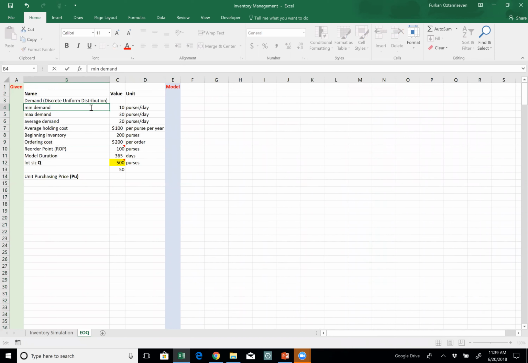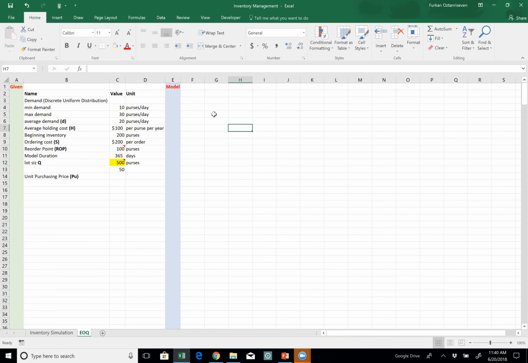Before moving to the model, maybe I can define these parameters. Average demand, I will denote by small letter d. Average holding cost, I will denote as capitalized H. Ordering cost per order, capitalized S. Reorder point is ROP. Based on these parameters, I will build my model.